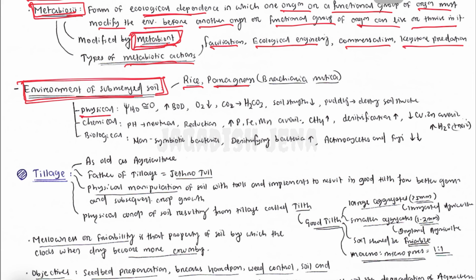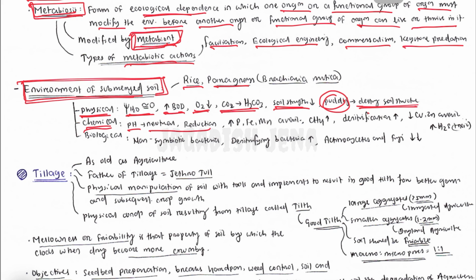What are the physical changes when there is submerged soil? The osmotic potential, or total water potential, is around zero. It increases BOD, or biological oxygen demand. It reduces oxygen concentration, increases the carbon dioxide level, and forms bicarbonate, which is toxic. It reduces the soil strength. And when we go for puddling, that means disturbance of soil in submerged condition, it also destroys soil structure.